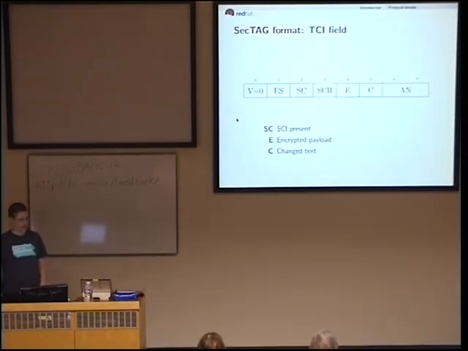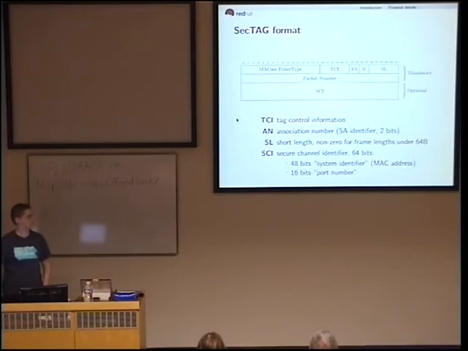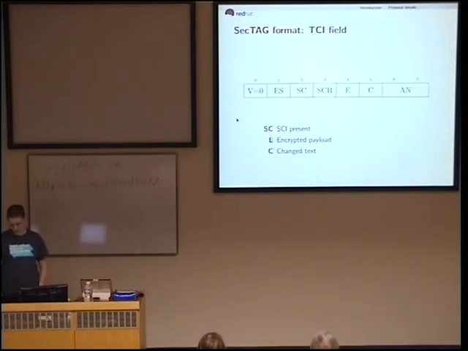As for the contents of the TCI field, you've got a few really interesting bits here. The SC bit indicates that the SCI, which is optional, was actually in there. Then you've got the encrypted payload bit that tells you if the payload was encrypted or not, and the change text bit. Since the ICV length is not fixed, not defined by the standard, if you don't use the default ICV length, you would set this change text bit.